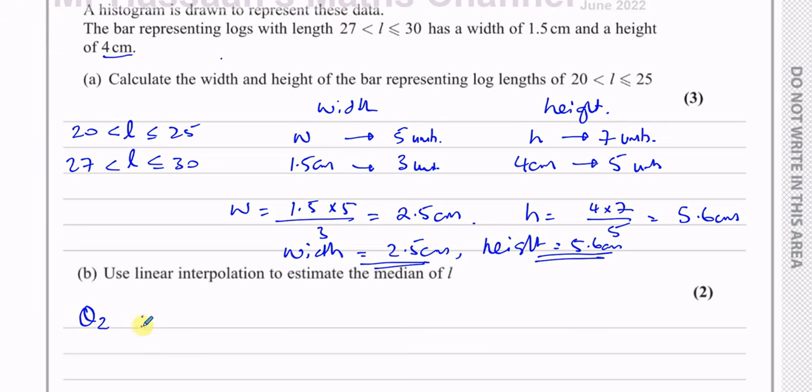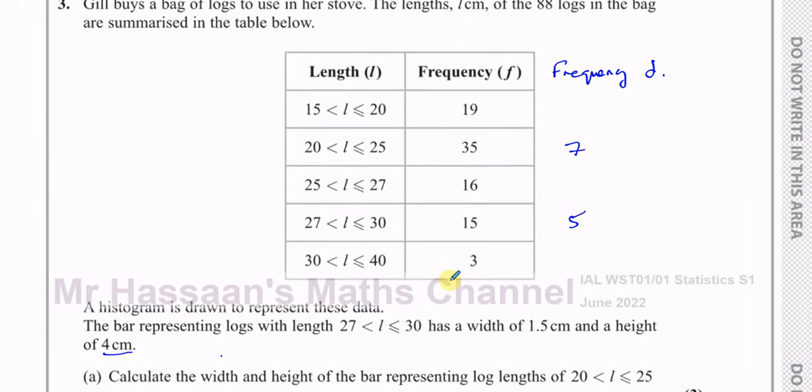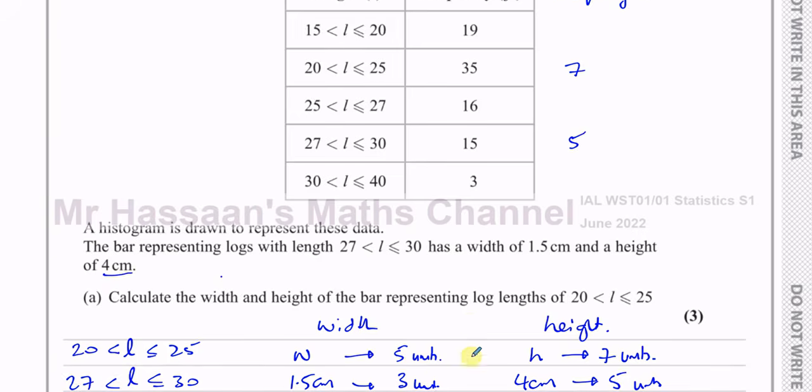We can find the position of Q2, not the value. The position of Q2 is going to be the number of entries divided by 2, which is 88 divided by 2, which is 44. Now, as this is grouped data and we don't have the actual values, we don't have to do anything else.